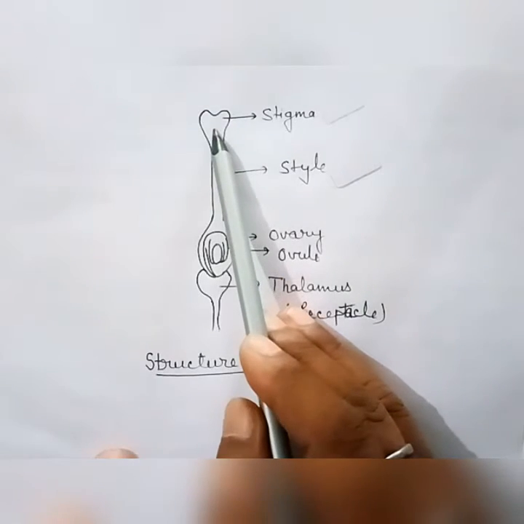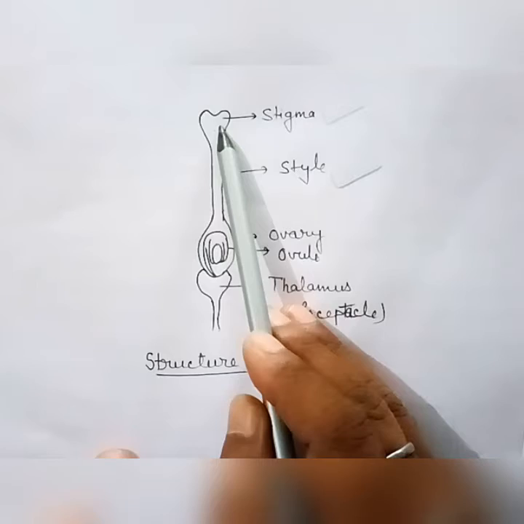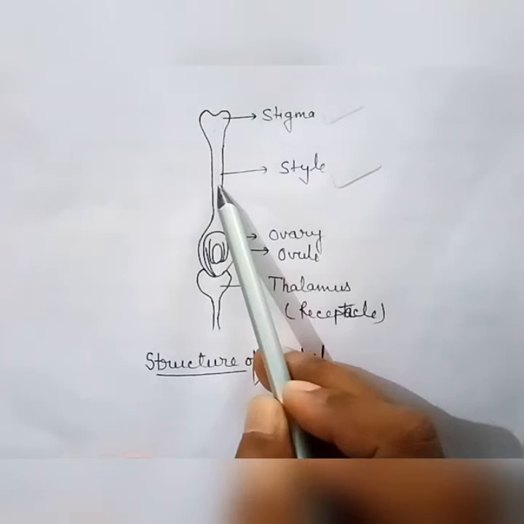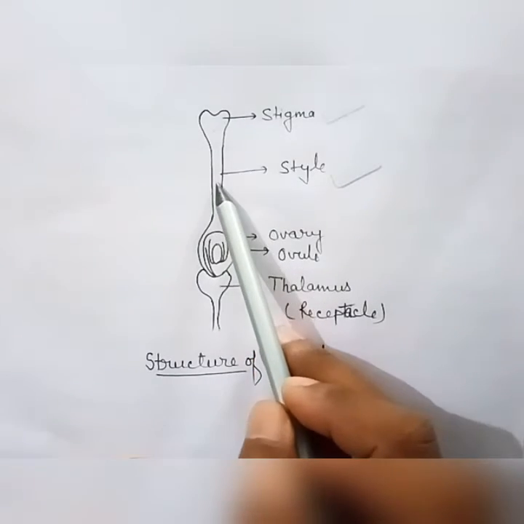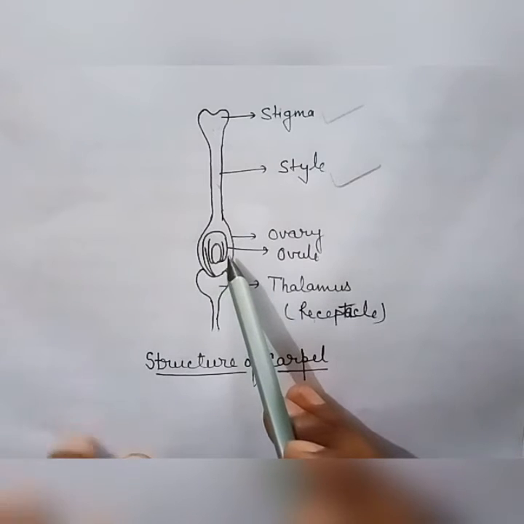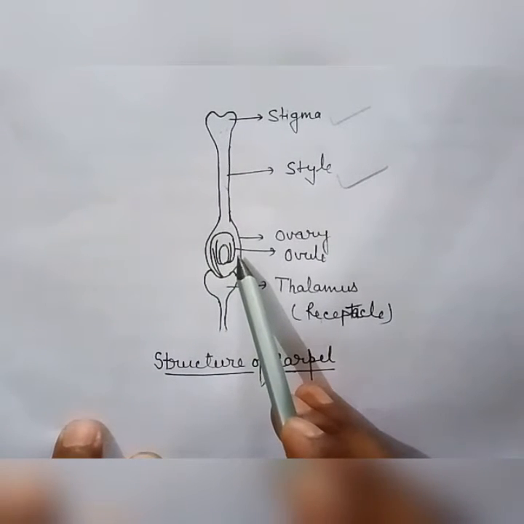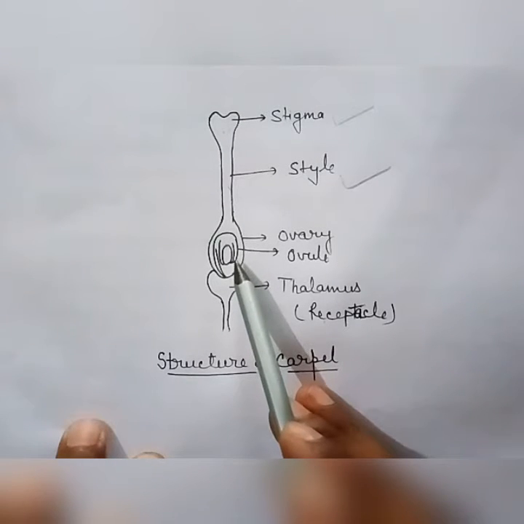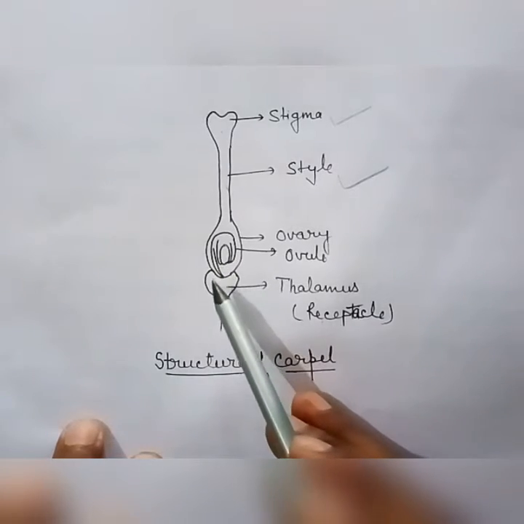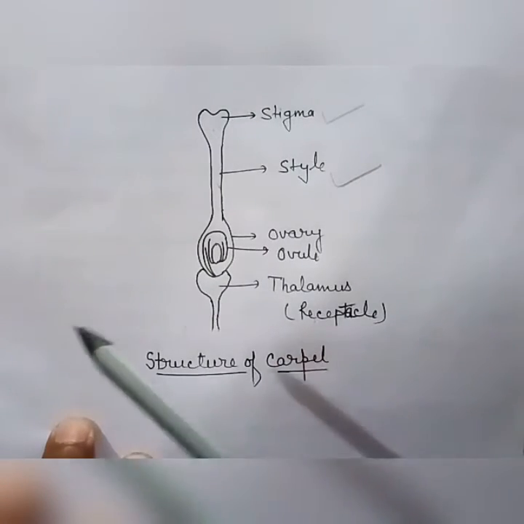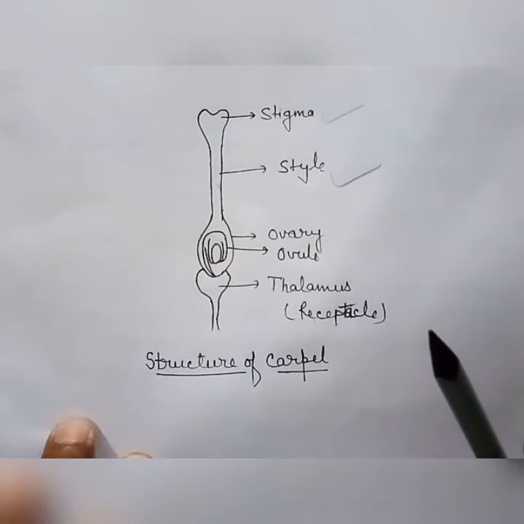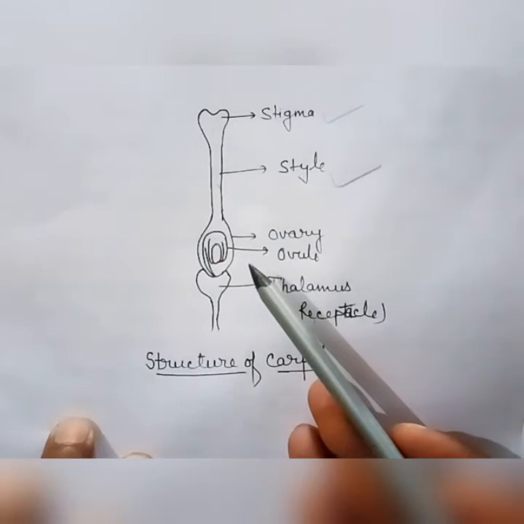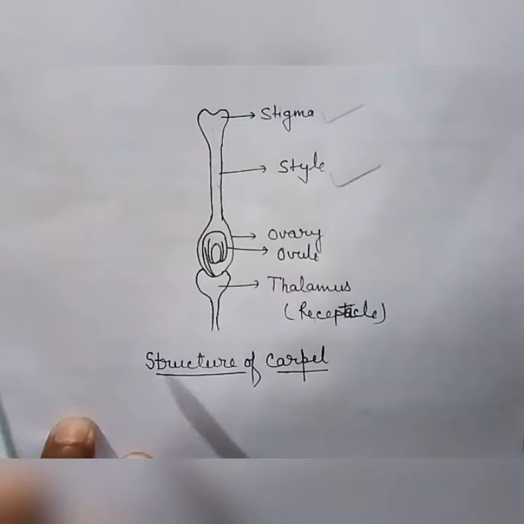The stigma provides the landing place for the pollen grain, whereas the style provides the passage for the pollen tube after pollination. The ovary has the ovules, which are present in a chamber-like structure called the locule. What is the locule? In the ovary there may be only one or more than one chamber, and each chamber of the ovary is called a locule.